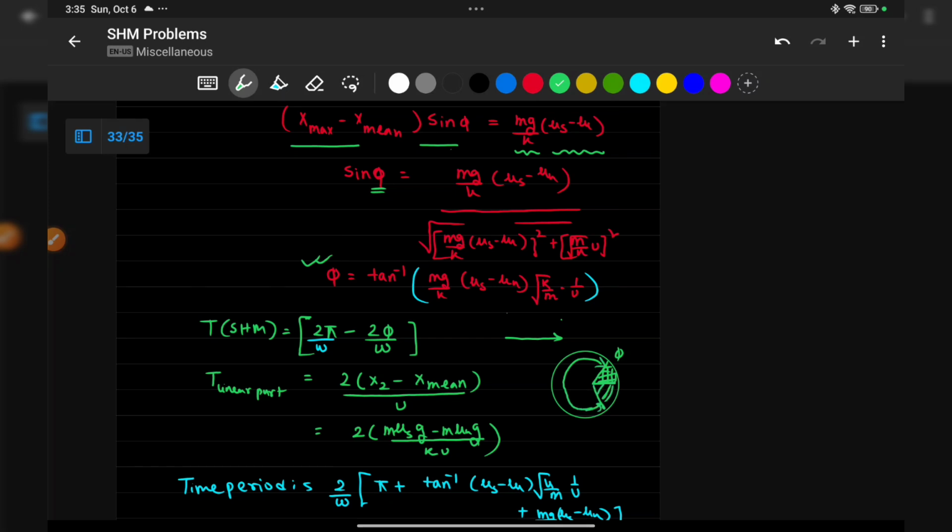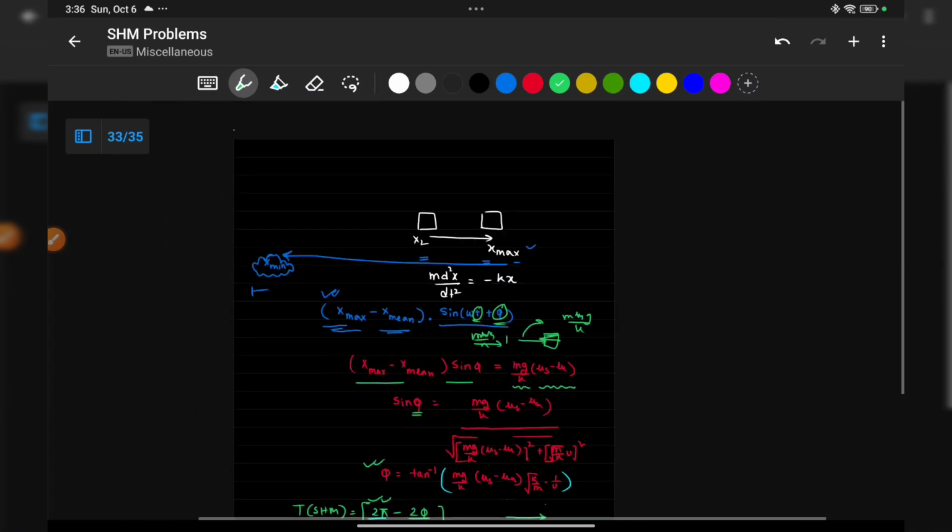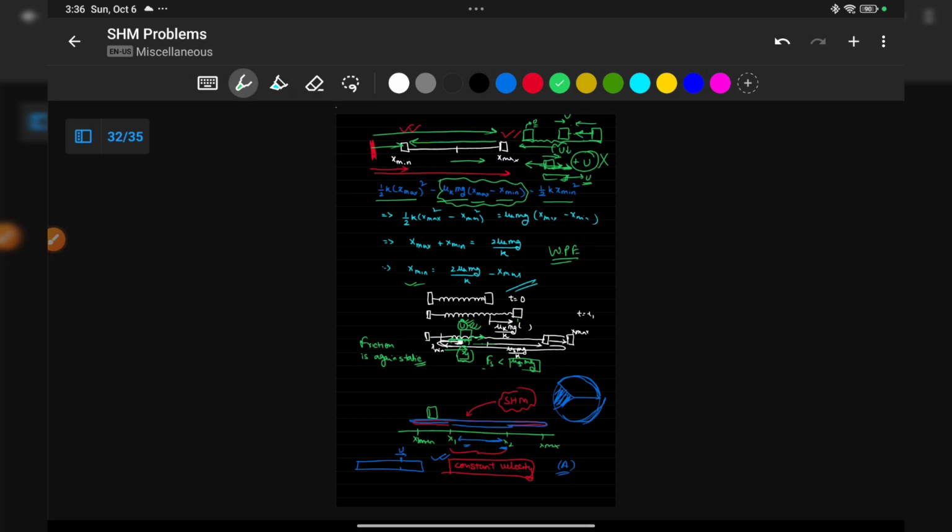So the time period of the SHM part of the motion will be this, and the time period of the linear part of the motion, that means the distance x2 minus x1, is nothing but mu s mg minus mu k mg by k, divided by u. This is the linear part, distance by velocity, and you get the time period as this. This is a very beautiful question. This is just a spectacular question of SHM, probably the hardest question of SHM. I just laughed at how they thought of making the question.